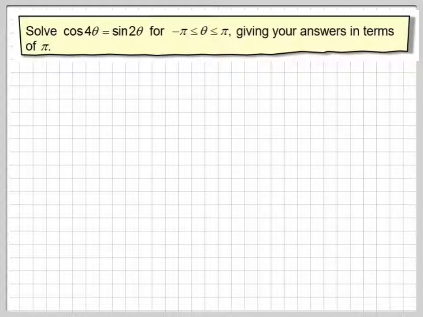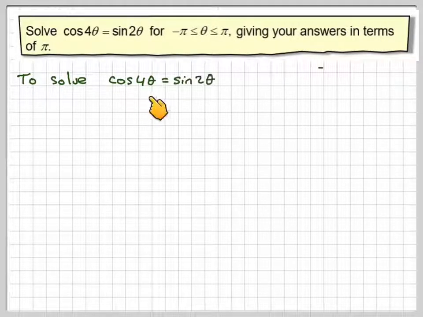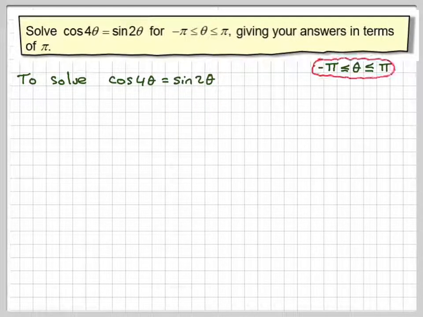Right, in this video we're going to solve a more complicated trig equation, leaving our answer in radian form in terms of pi, so without really using a calculator. So solve cos 4θ is equal to sin 2θ for θ being between minus pi and pi, giving your answer in terms of pi.